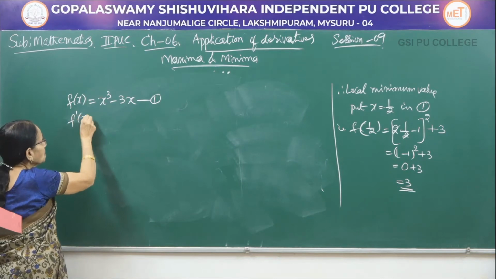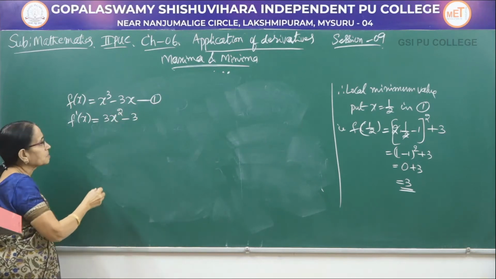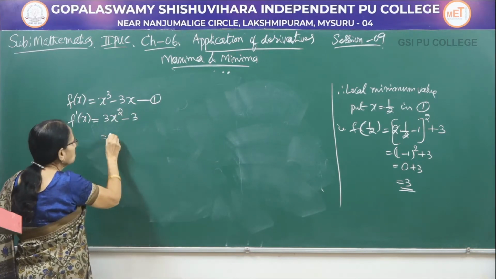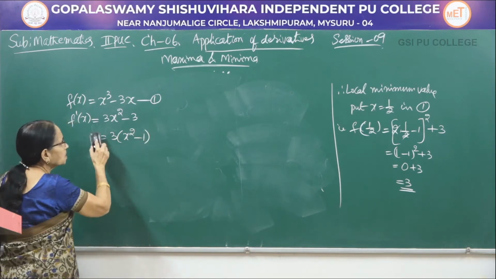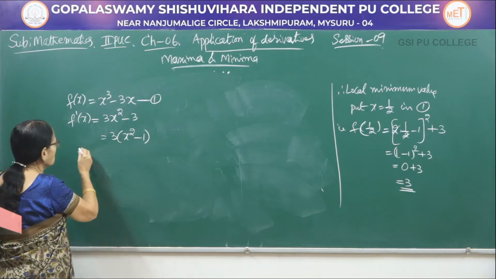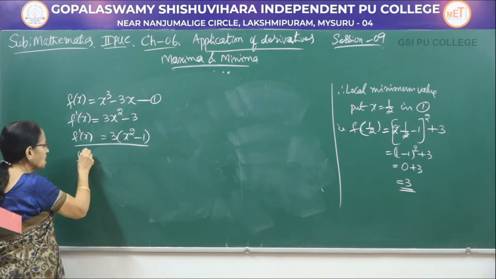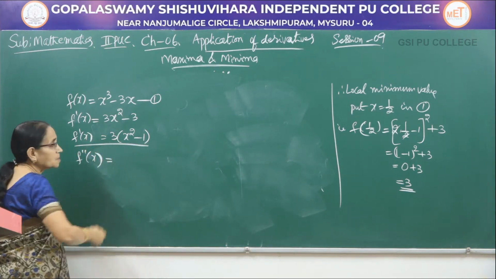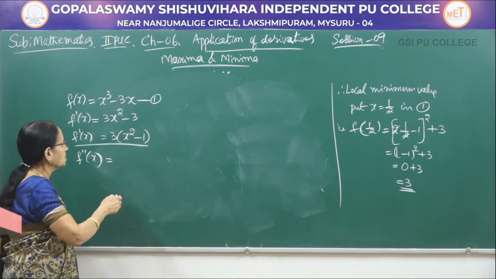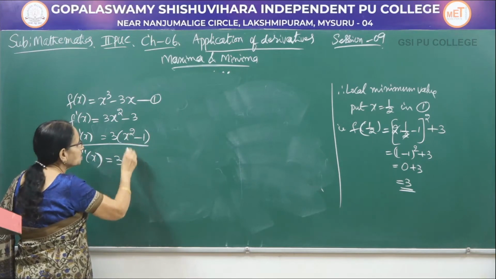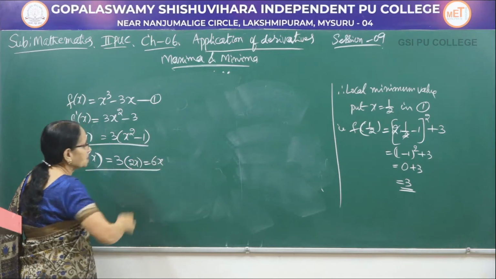Now differentiate: f dash x equal to 3x square minus 3, or you can take out 3 as common factor, it is 3 into x square minus 1, or you can keep it as it is, it's also no problem, that is f dash x. Okay, now have this. Differentiate again, because we are using the second derivative test. As soon as a function is given, differentiate once, differentiate 2 times. Now 3 into x square becomes 2x, so f double dash x is equal to 6x. Okay, this is the second derivative.